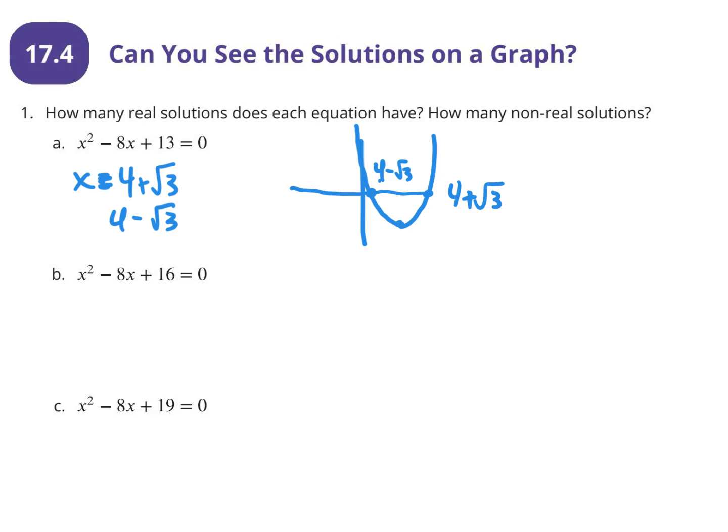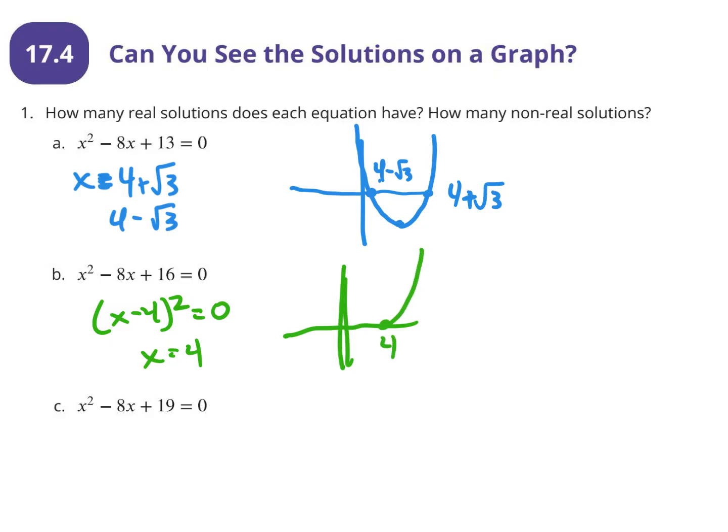Now, since the other one is just (x - 4) quantity squared, you get x is equal to 4, and that's it. What does that mean graphically? That means that it touches at 4, and this is what your parabola looks like. It just comes down and touches the x-axis at 4. This is what this means graphically.